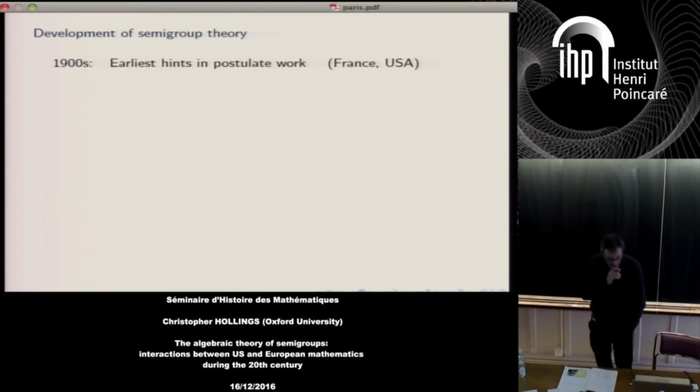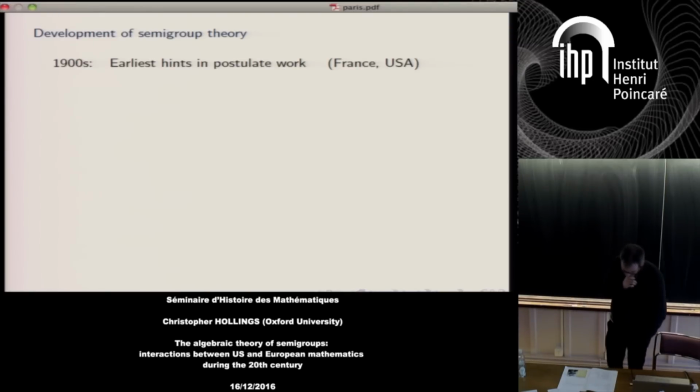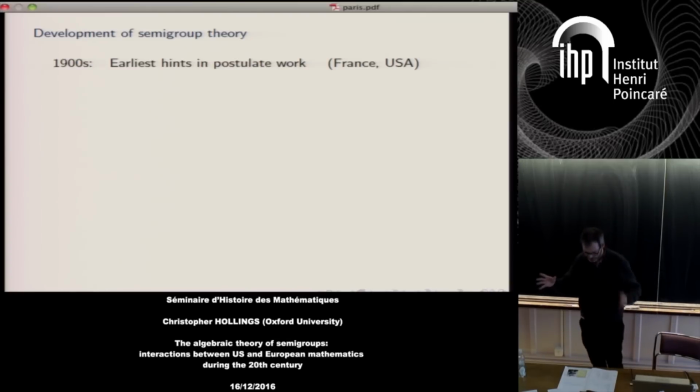Okay, so just to give a very simple sketch of the development of semigroup theory, I should say I'm talking about the algebraic theory. There is a parallel topological theory which has a very different development, and the two interact occasionally, but this is very much algebraic work.